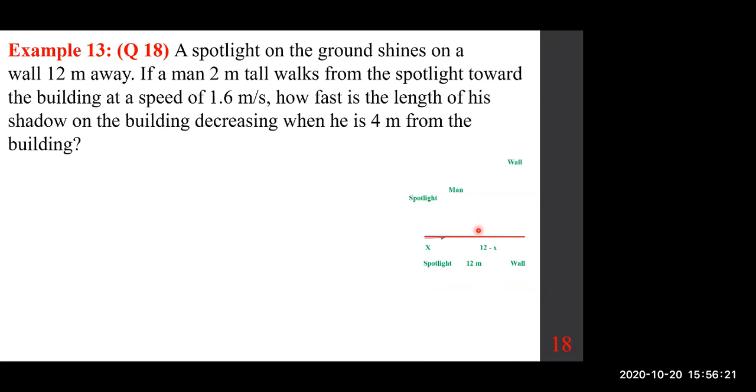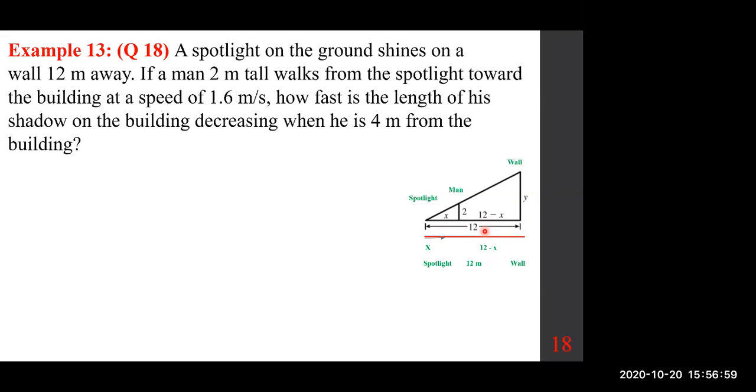So when we move, the man moves how much? By x amount. Then this starts coming down. So it looks like this. So the man has moved x amount. So now it has a distance of 12 minus x from the building or the wall, okay? And then dx/dt is given to be 1.6 meters. Don't forget that the man is 2 meters tall, and this distance is 12 meters, the original distance.